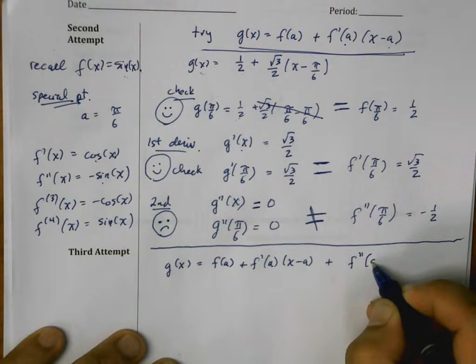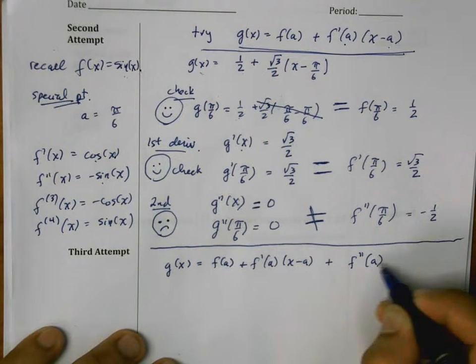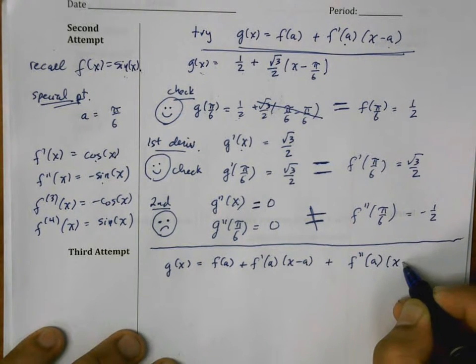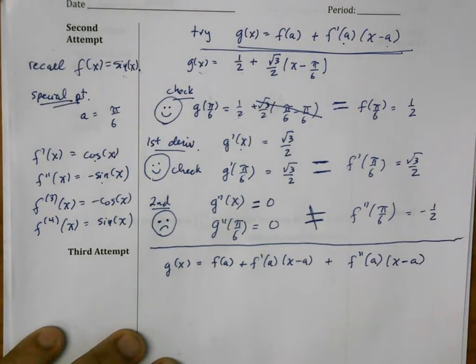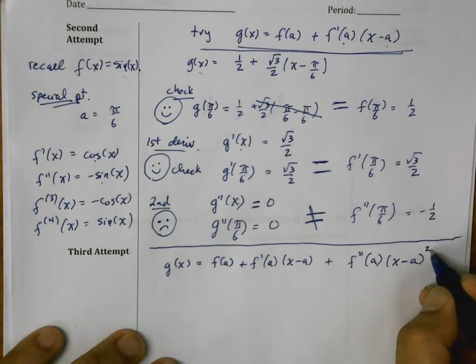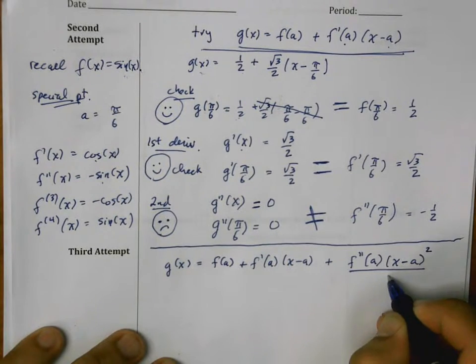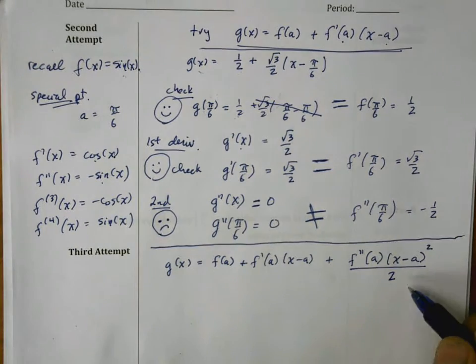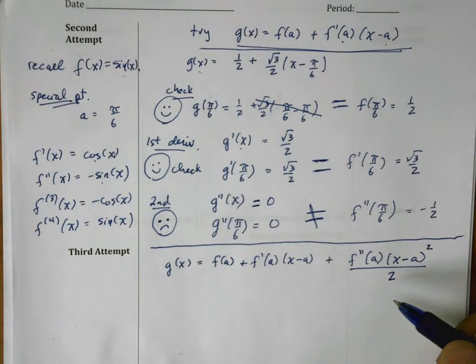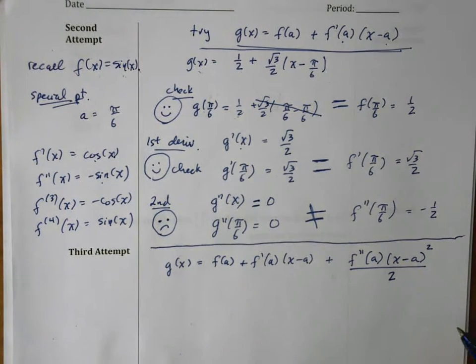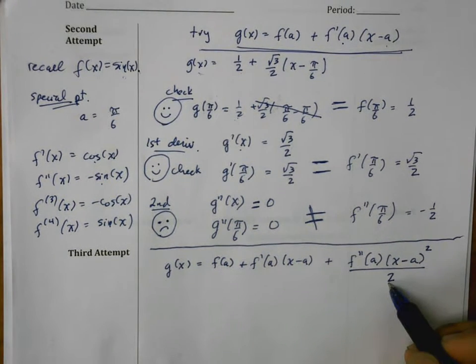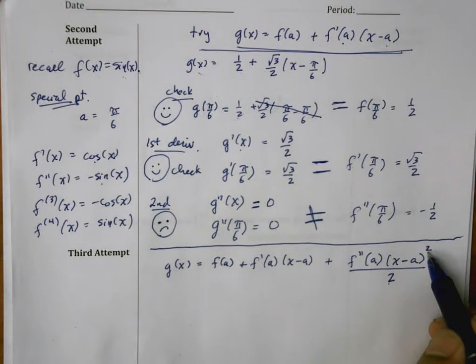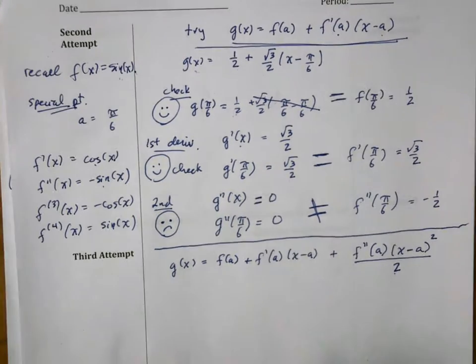But then we're going to add on this part, f double prime of a times x minus a squared divided by 2. And so this is a bit of a mystery as to how this came about, but I will run some examples here so that you can see why this divided by 2 and this squared here is necessary.